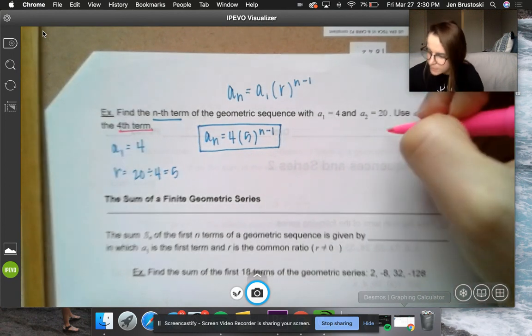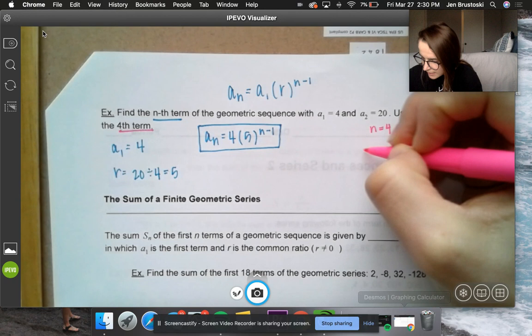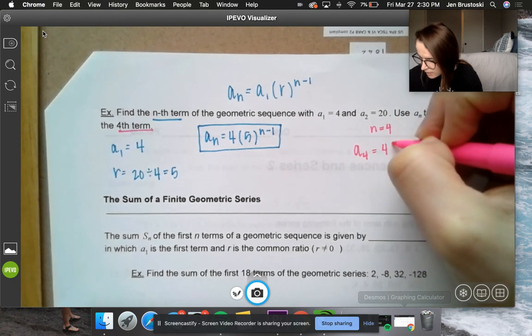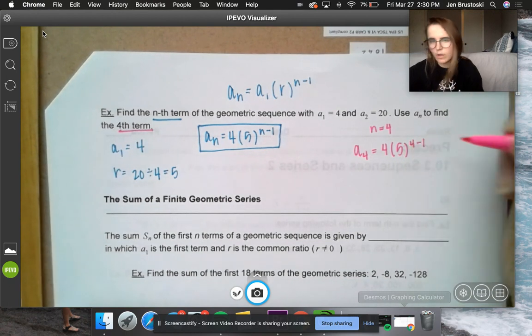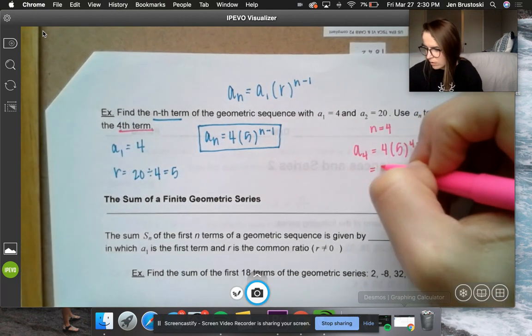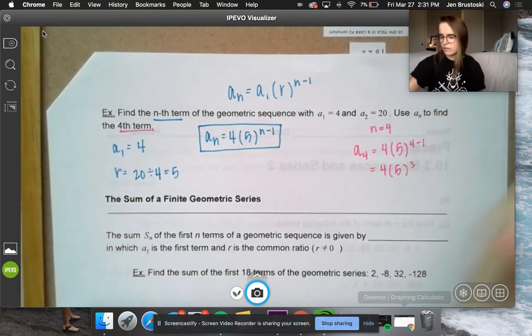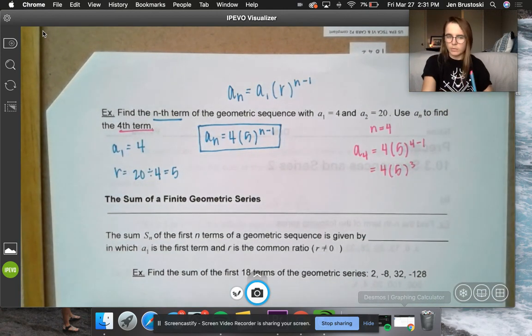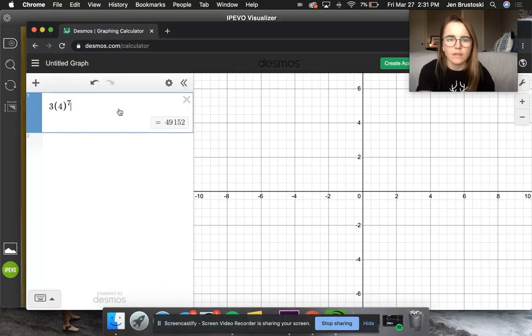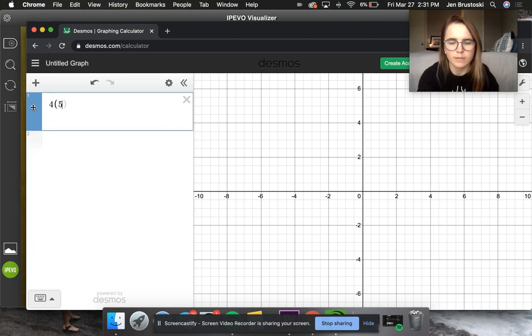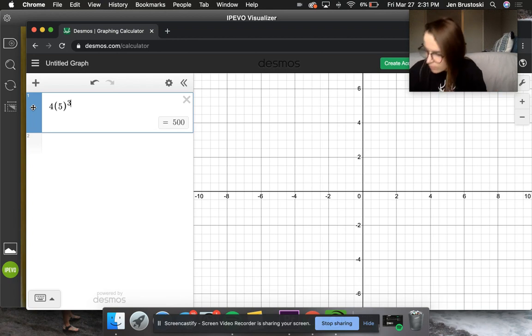Part 2, find the fourth term. So n is equal to 4. Plug that in. So a sub 4 equals 4 times 5 to the 4 minus 1, or 4 times 5 to the third. If we plug that into our calculator, we should get 500. 4 times 5 to the third, and we get 500 for that answer. Could have used mental math on that, but I know a lot of you like to use a calculator, so might as well. Okay, well, that's the end.